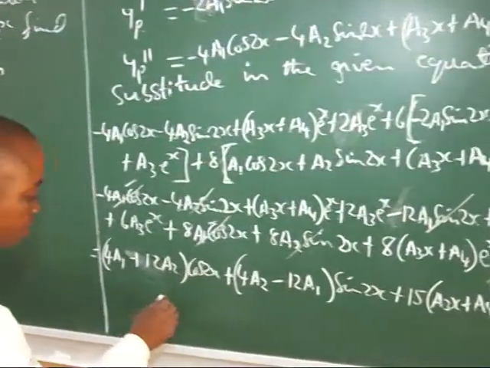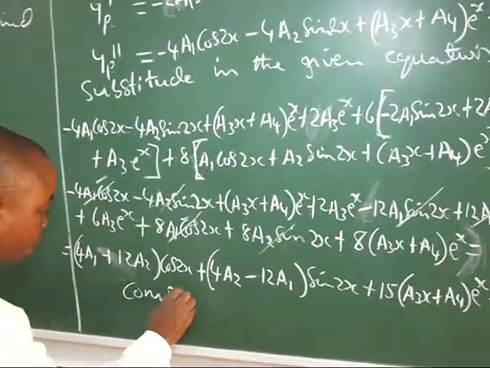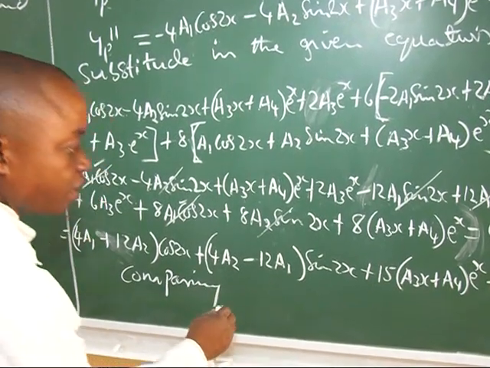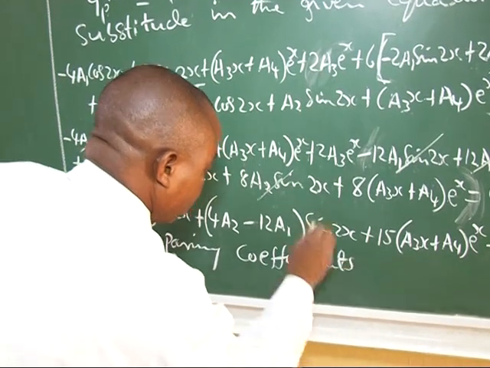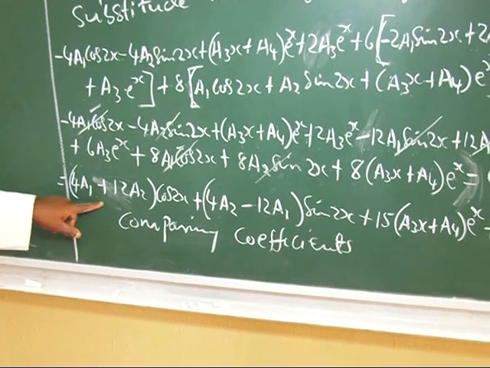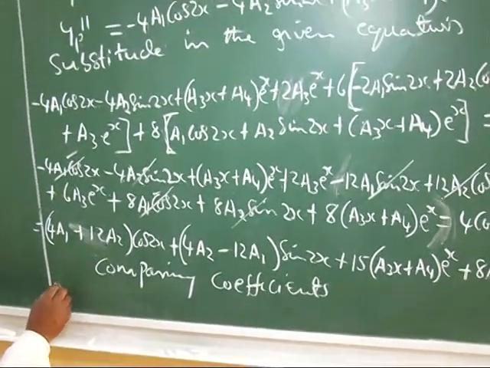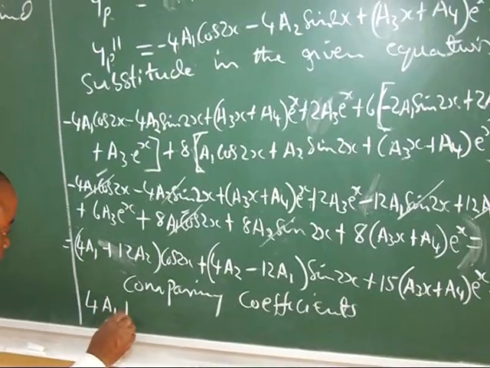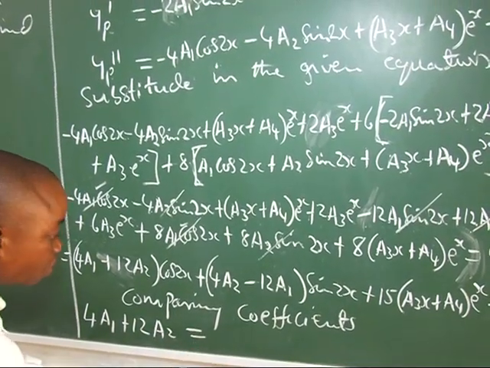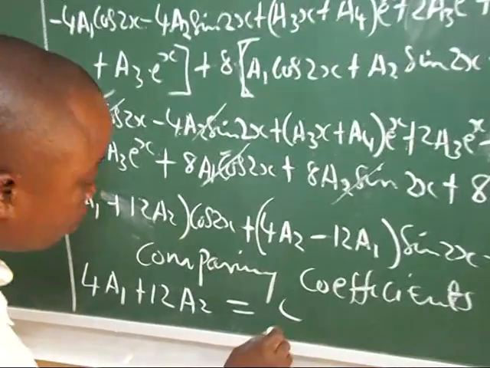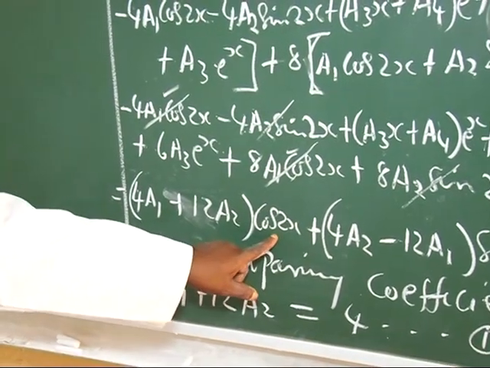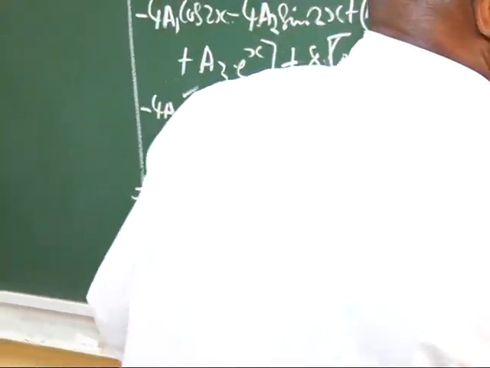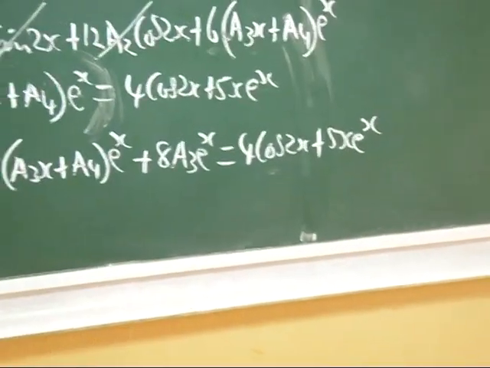Okay, let's compare coefficients. We now see that 4a1 plus 12a2 is equal to 4. Call that equation 1. This is the coefficient of cos 2x, and this is the coefficient of cos 2x for this side. So it is 4 that is there. Alright.